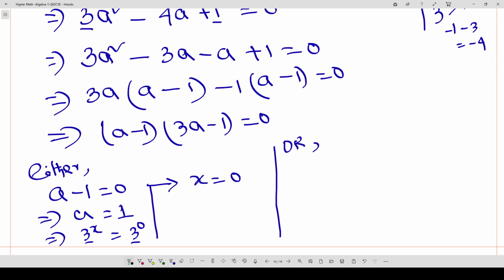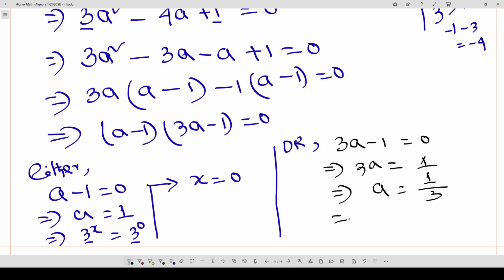Or here we can write 3a minus 1 equals 0, so we are adding 1 to both sides, so 3a equals 1, and then a equals 1 by 3. Again, instead of a we can write 3 to the power x equals 1 by 3, which means 3 to the power minus 1. So here the bases are the same, we can write x equals minus 1.